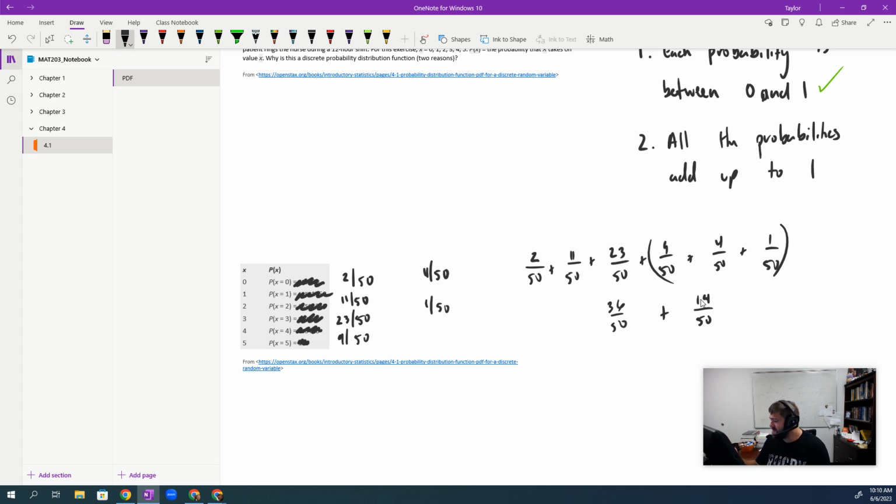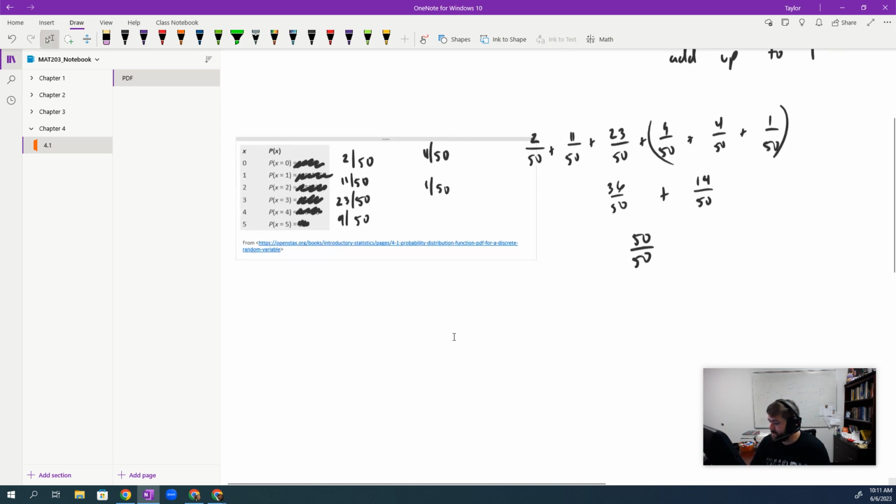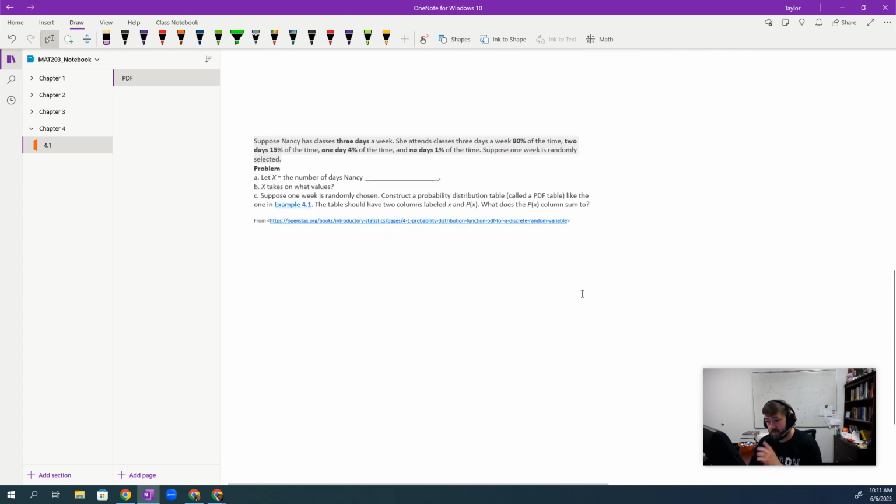Definitely. Okay, now that adds to 50. And that means that they all sum to 1. So yes, this is a probability density function. Okay, now let's look at that Nancy problem.